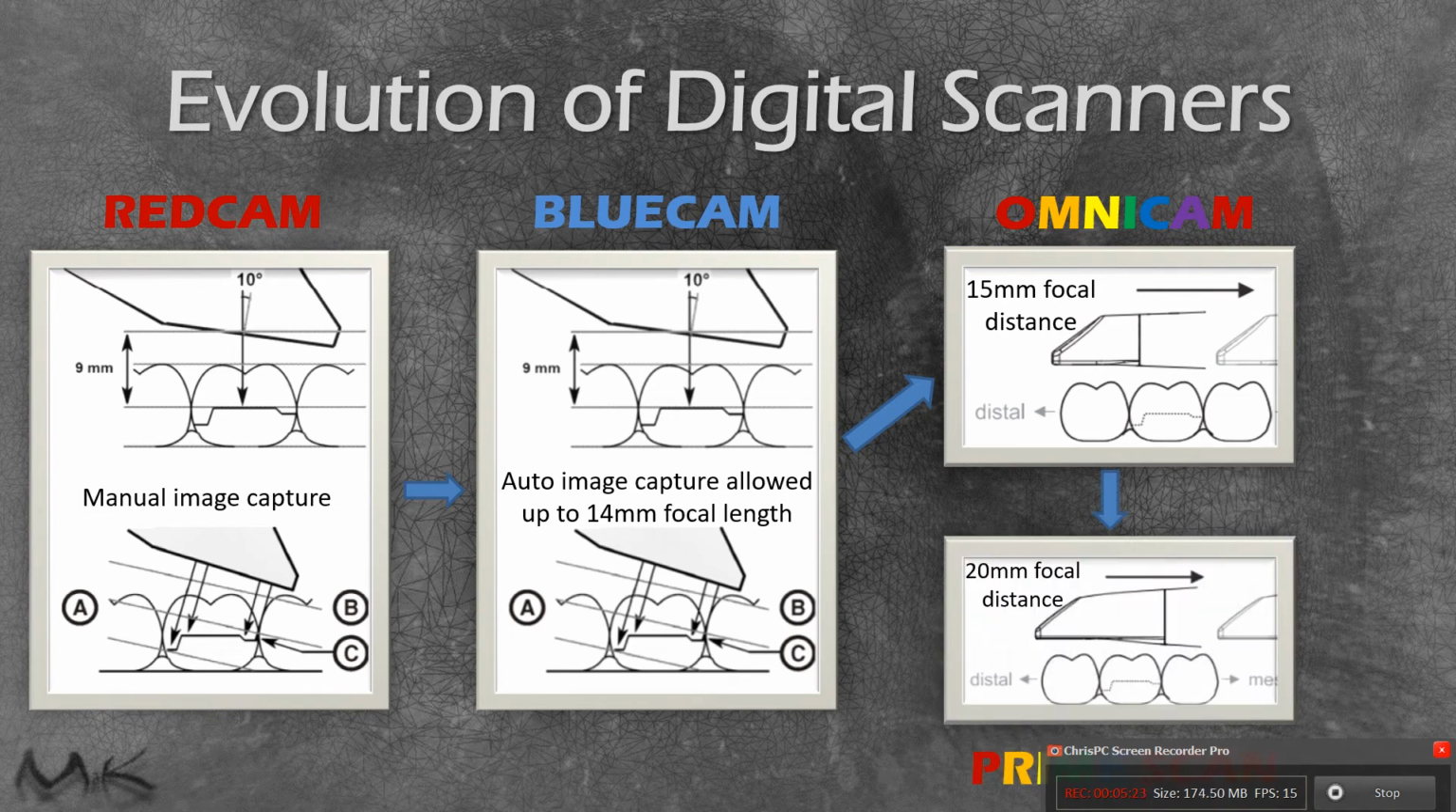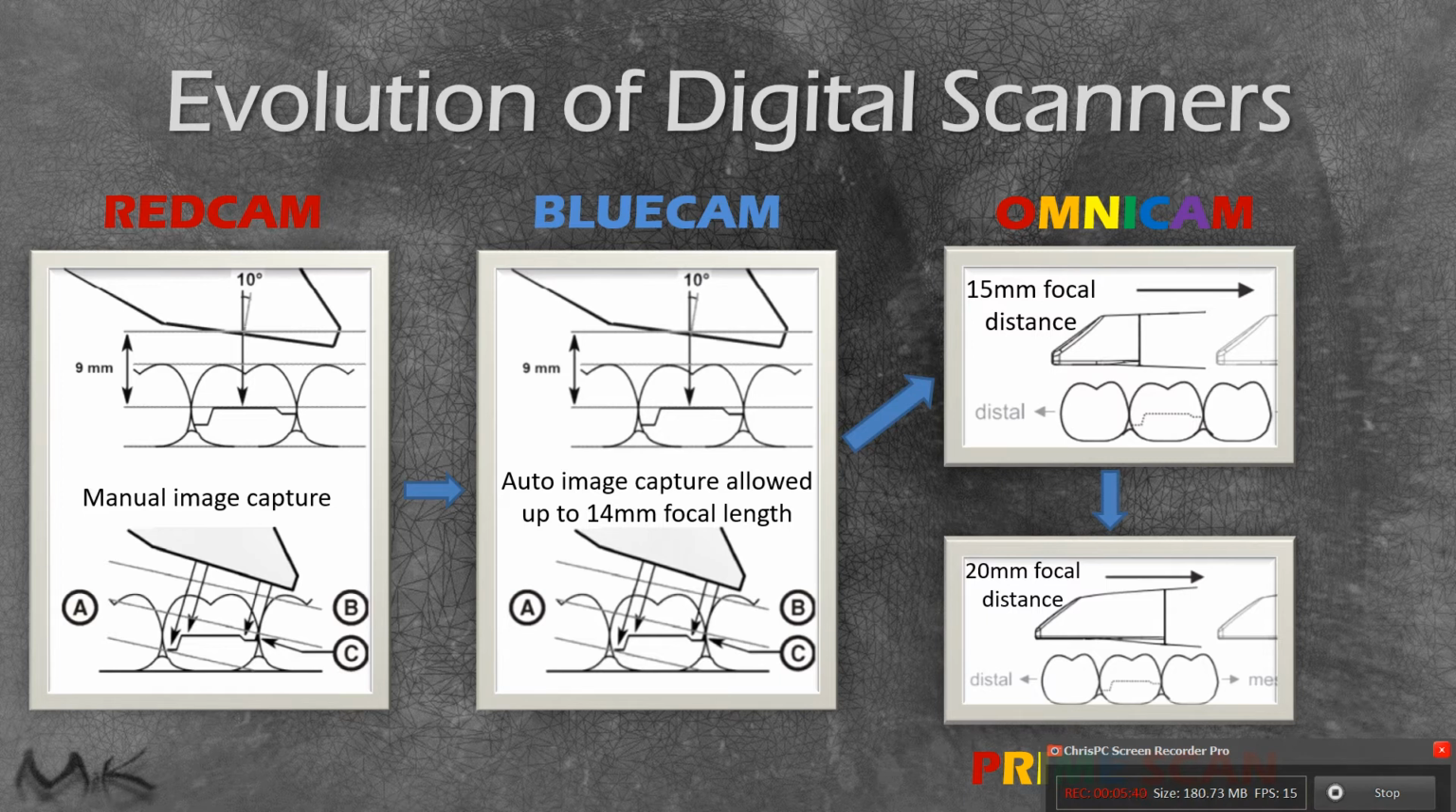Now we're on to the newest model, which is what's called the PrimeScan. For other manufacturers, we've got the Trios 3 or the Trios 4. We've got the Emerald or Emerald S scanner. We have the CS3700. We have the new Medit i700.